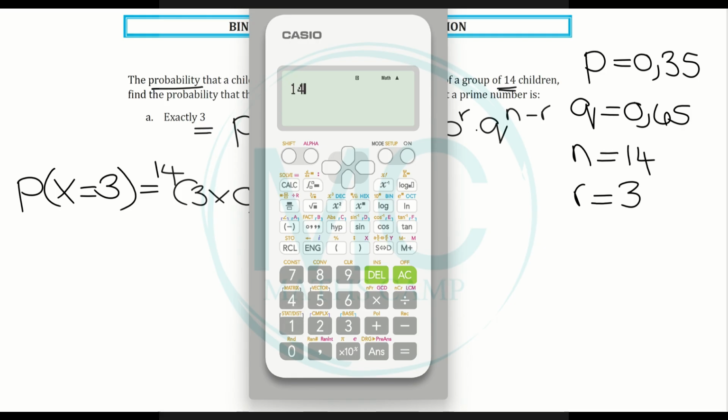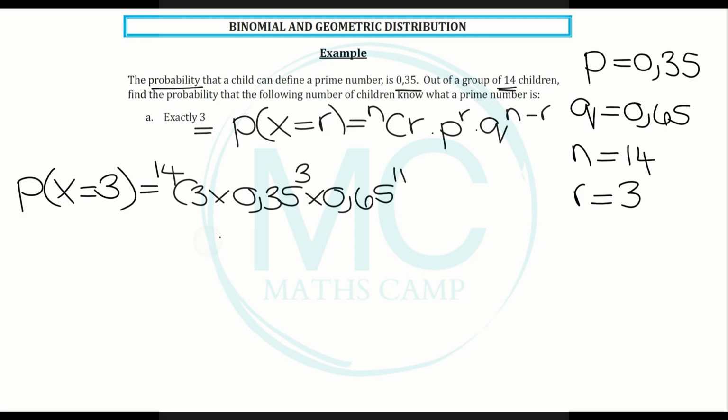I can say 14C3 multiplied by 0.35 with an exponent of 3 multiplied by 0.65 with an exponent of 11 is equal to 0.1365 and so on. Round off your probability to 3 significant figures and I get an answer of 0.137. Let's look at part B.